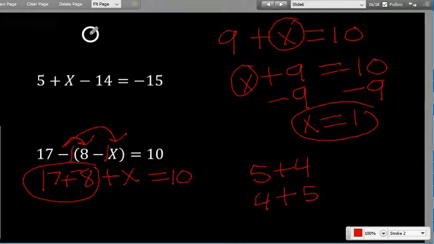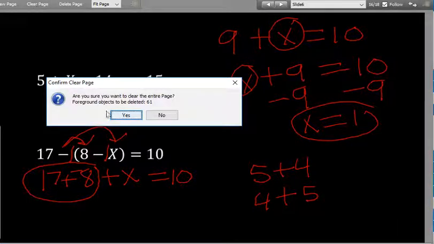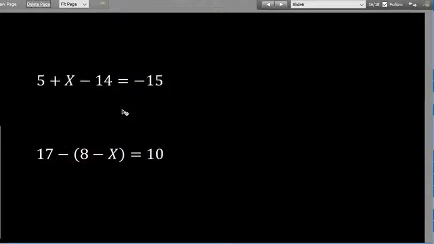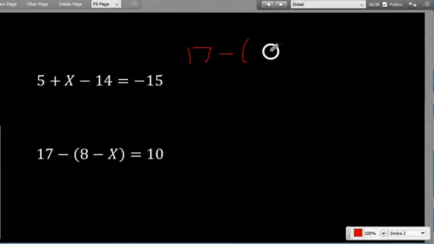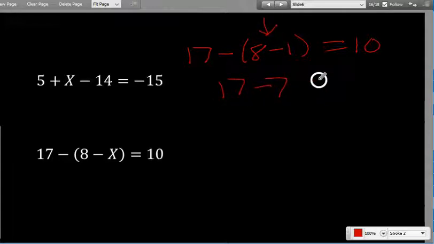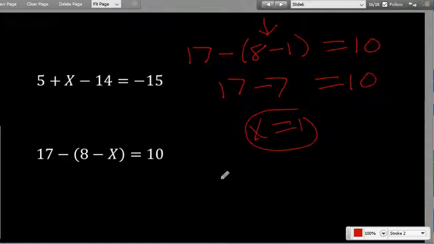And if we were to plug 1 back in to our original equation, it should make the equation true. So let's try it. 17 minus, in parentheses, 8 minus 1 equals 10. Remember, when you're evaluating an expression, you always do parentheses first. So 8 minus 1 is 7, and we know that 17 minus 7 is 10. So x equals 1. That is our solution.